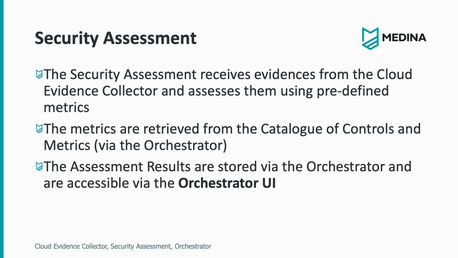The security assessment receives the evidences from the Cloud Evidence Collector and assesses them using predefined metrics. The metrics are retrieved from the catalog of controls and metrics. To assess an evidence, available metrics are checked regarding their match to the resource type, and then their expected values are checked against the evidence data. The assessment results are then stored via the Orchestrator and are accessible via the Orchestrator UI.